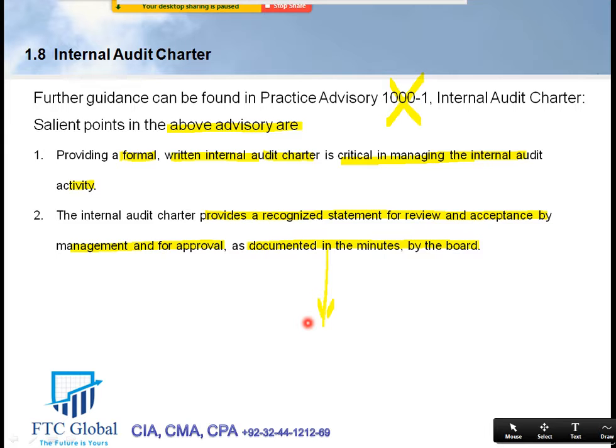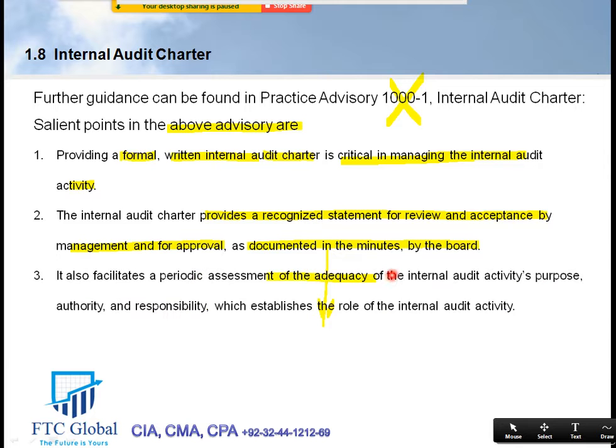So that's what he's talking about. Documents in the minutes of the board, by the board. So when the meetings are taking place between the senior management and the board, the issues that are discussed are recorded in minutes, so as to record what was discussed during which meeting. And then it also facilitates a periodic assessment of adequacy.